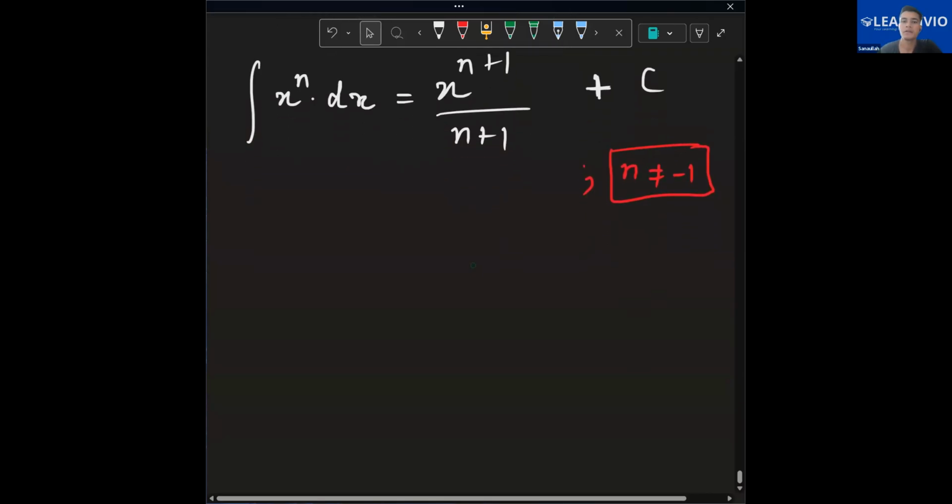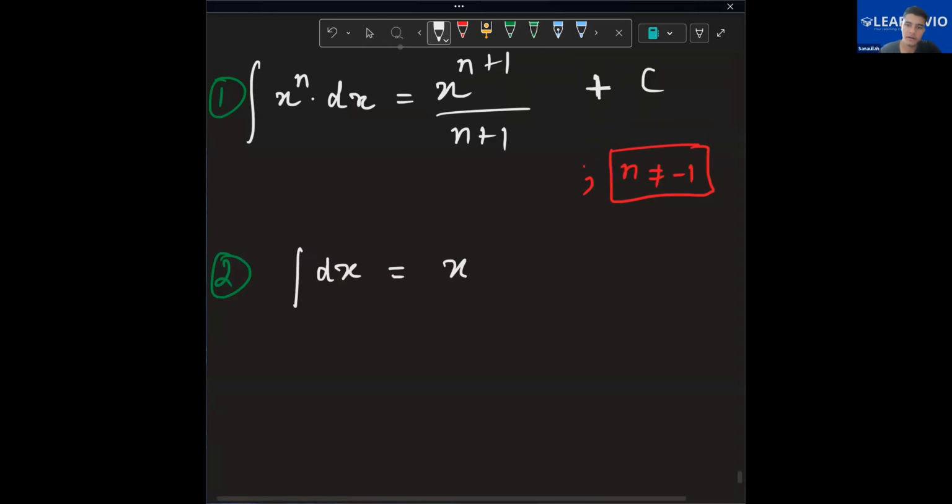Okay. Now let's move to the second one. In this, if I normally integrate this, so this is going to be x plus c. See, we don't have any number here, so I can put a 1 over here. And we know what is the derivative of x? X का derivative 1 होता है.